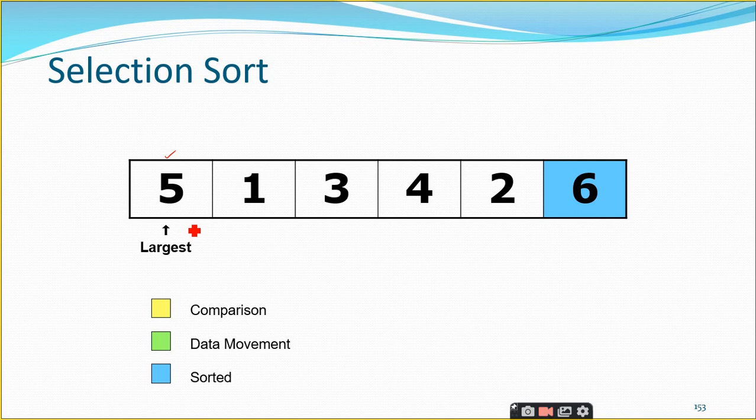You have to swap the largest element with the last element of the unsorted array. Here the last element is 2. So, you will swap these two elements.